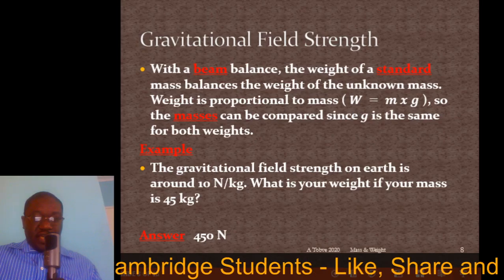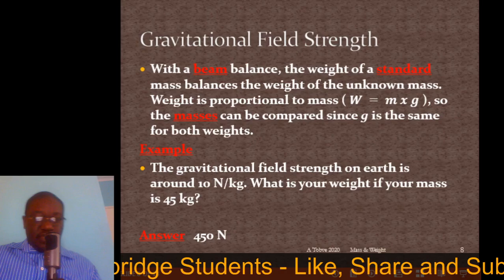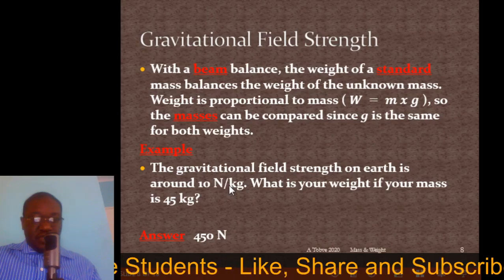If you remember those weights, one weight on one side, other weight on the other side, you can compare the weights. You can add weights on one until you establish a balance. So that's what I'm trying to say here. Now in the examples here, the gravitational field strength on Earth is around 10 newtons per kg. So that's what we're going to be using in the IGCSE syllabus. We use 10. We do not use 9.81.